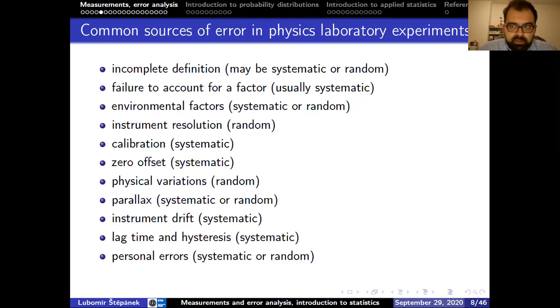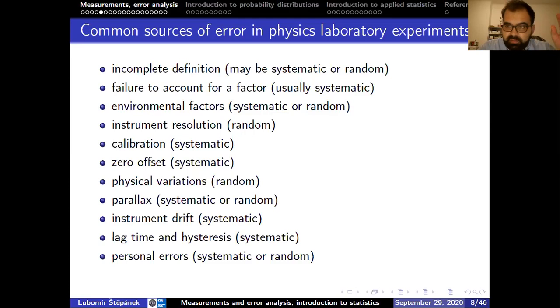The first is incomplete definition, it may be random. It means that if your measurement is not very well designed, it's very likely there will be a systematic, or also a random, or what is worse, very likely a systematic error, because you are going to forget some influencing factors, some environmental factors, or some noisy factor, or something like this. So incomplete definition is absolutely a big no-no. And in our practicals, we believe that our practical tasks which are prepared for you are well defined and well designed. So let's hope that this is not an issue we are going to face.